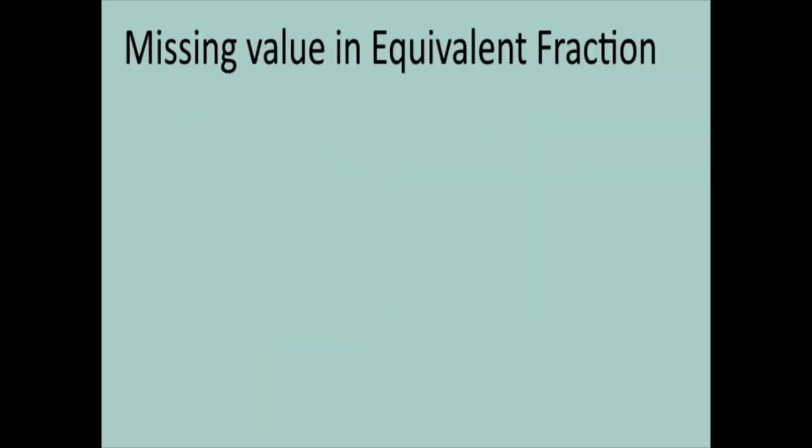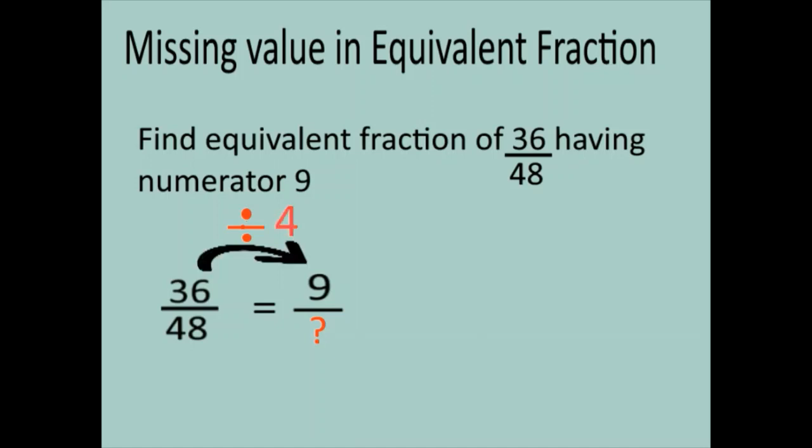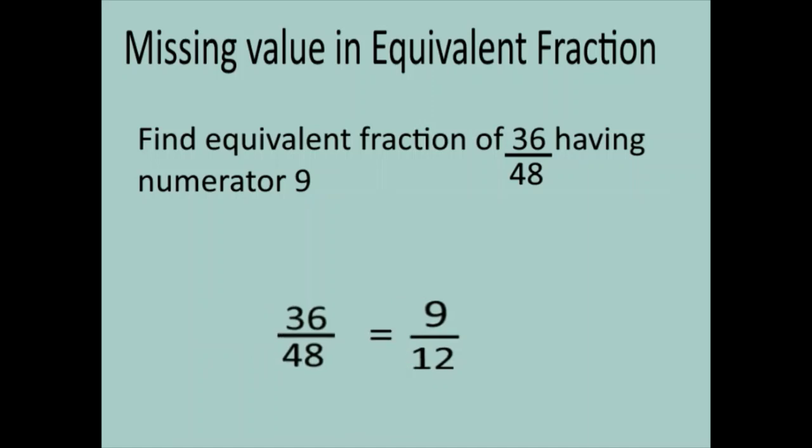Now we can look into how to find a missing value in an equivalent fraction. Let's do it. Find the equivalent fraction of 36/48 having numerator 9. Given 36 by 48 equals 9 by the denominator we need to find out. On observing, we can understand that only division makes 36 to 9. We know that 36 divided by 4 equals 9. As this is an equivalent fraction, we have to divide the denominator also with 4. Then we will get 12 as quotient. This 12 becomes the denominator of the equivalent fraction with numerator 9. Thus the equivalent fraction of 36 by 48 having numerator 9 is 9 by 12.